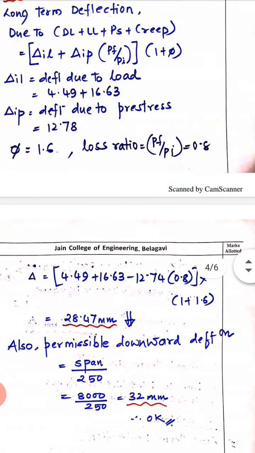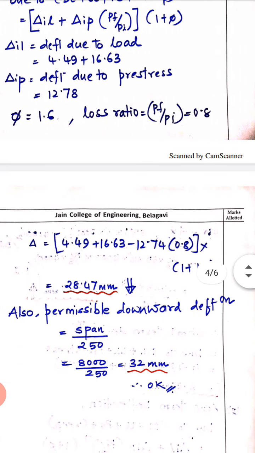And when you come back and substitute here, you will get the long term deflection as 28.47. Because 4.49 plus 16.63 is the deflection due to load, and minus 12.74 is due to pre-stress. Loss ratio, that is PF by PI, is 0.8 and 1 plus phi is 1.6. So we got the deflection as 28.47, and the permissible deflection is given as span by 250. This is as per code, so the permissible deflection is 32 mm.